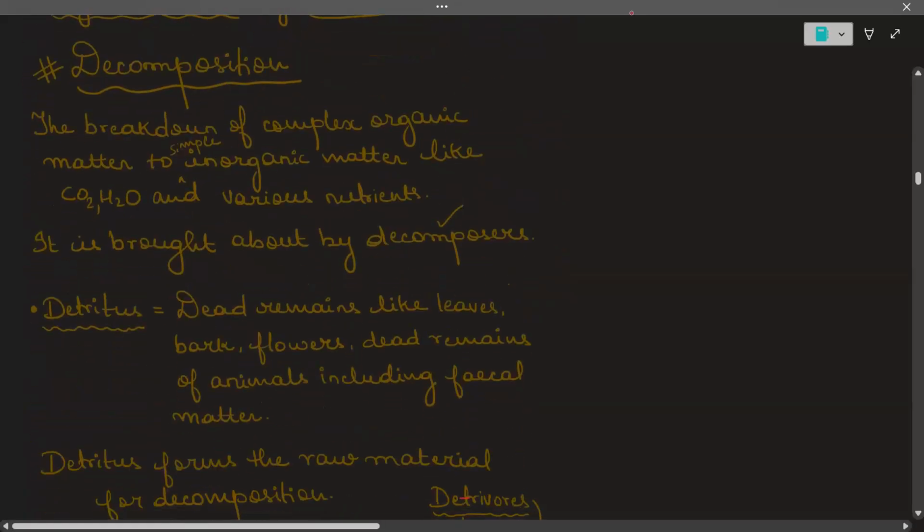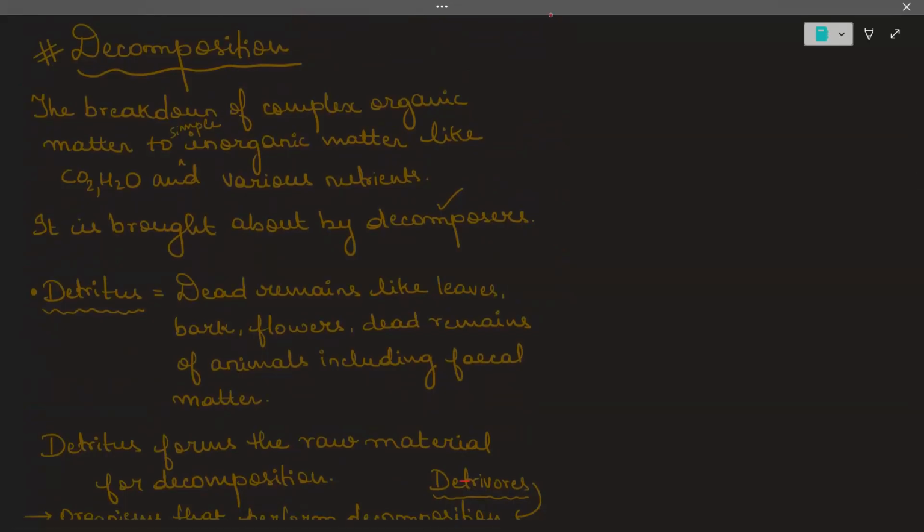Then comes decomposition. Decomposition is basically when organic matter is broken down into simpler inorganic matter like CO2, H2O, and a variety of nutrients. This is called decomposition, and it is done by the decomposers. Now, the raw material for decomposition is called detritus.